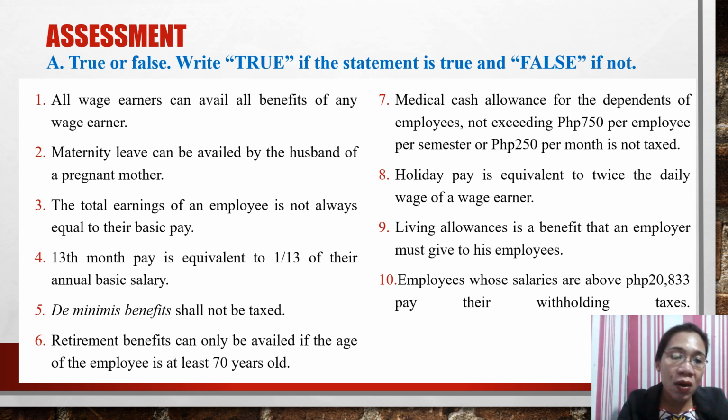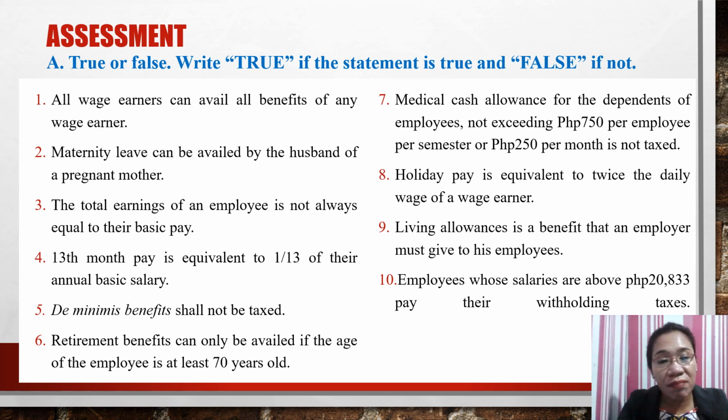So, number 1, all wage earners can avail all benefits of any wage earner. True or false? Number 2, maternity leave can be availed by the husband of a pregnant mother. True or false? Number 3, the total earnings of an employee is not always equal to their basic pay. Number 4, 13th month pay is equivalent to 1/13 of their annual basic salary. 5, de minimis benefits shall not be taxed.